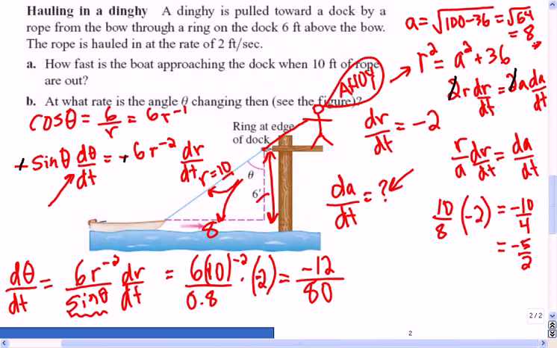Sorry, I'm just going to have to steal that for a second. So with the calculator, negative 12 over 80 is about 0.15. So negative 0.15 radians per second.